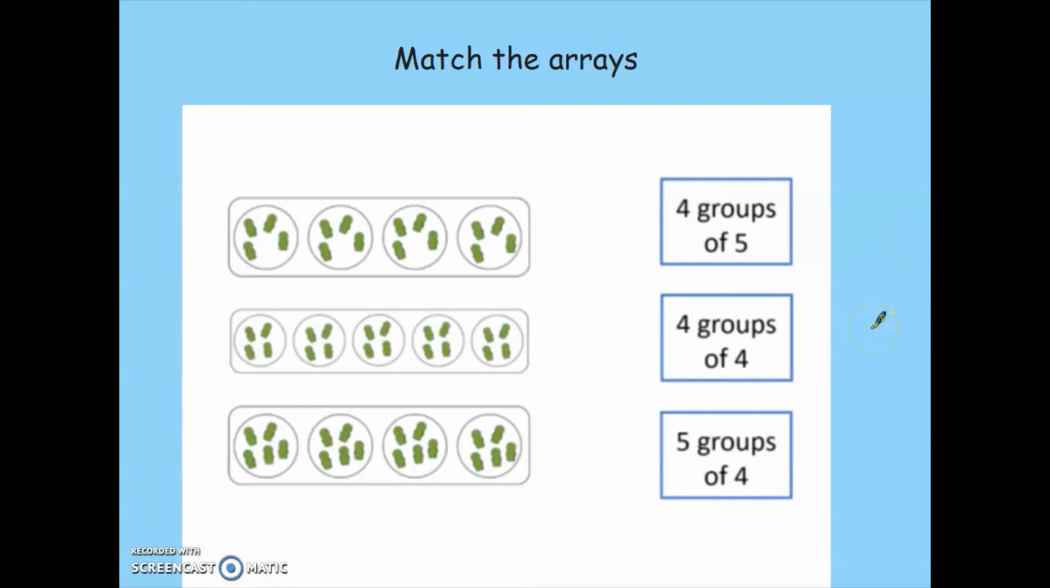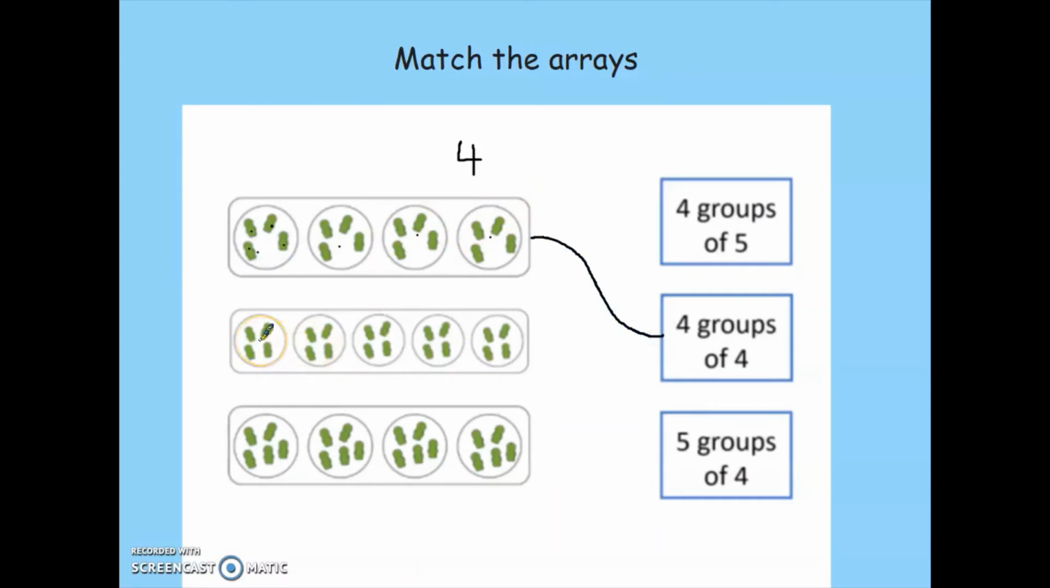Now we're going to try and match the arrays. So you've got to try and match the picture to the word sentence. Let's have a start with this one. How many groups have we got? How many circles? We've got 1, 2, 3, 4. So we know we've got 4 groups. How many objects have we got on each plate? We've got 1, 2, 3, 4. So we've got 4 groups of 4. So that means we need to join this one.